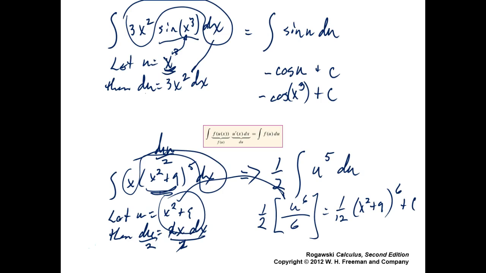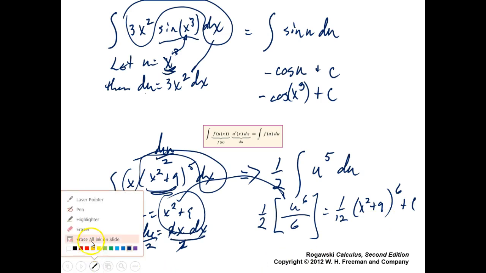Let's see how the book did. Well, it takes them a while, doesn't it? 1/12 u to the 6 plus c. Plugging that in, 1/12 of (x squared plus 9) to the 6th power plus c. Good for them, they got it right. See how it works? Okay. Ready for another one? Sure you are. Did I need to leave that up any longer? Sorry, I should have asked.